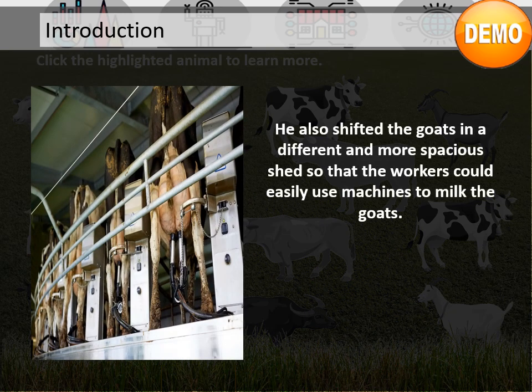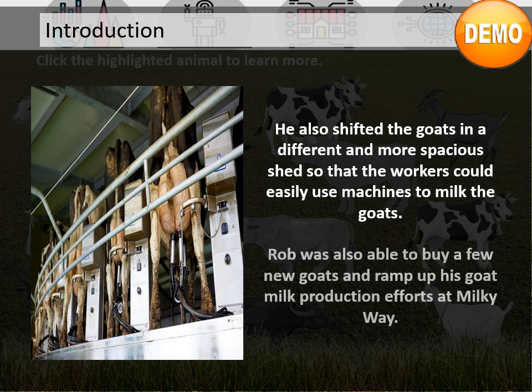He also shifted the goats to a different and more spacious shed so that the workers could easily use machines to milk the goats. Rob was also able to buy a few new goats and ramp up his goat milk production efforts at Milky Way.